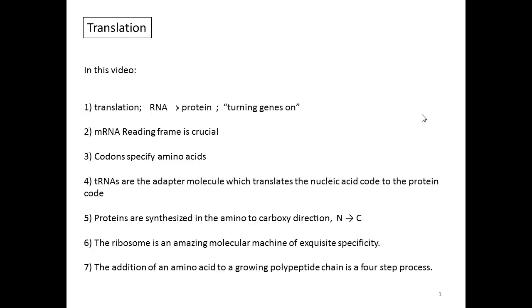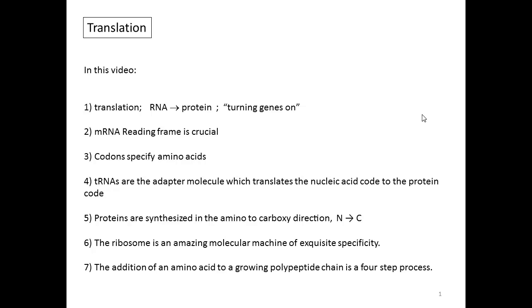Okay, this is the first of two videos on translation as we continue our discussion of gene expression, which is turning specific genes on, and translation is specifically the act of making protein out of RNA. We'll learn that when we read the mRNA, the reading frame is crucial, that codons of 3 nucleotides specify amino acids. We'll be introduced to tRNA molecules, which are the adapter molecule between the nucleic acid code and the protein code. We'll emphasize that proteins are synthesized in the amino to carboxy direction, also written as N to C.